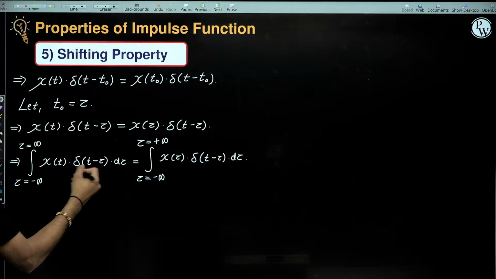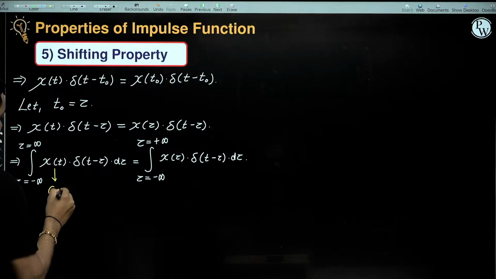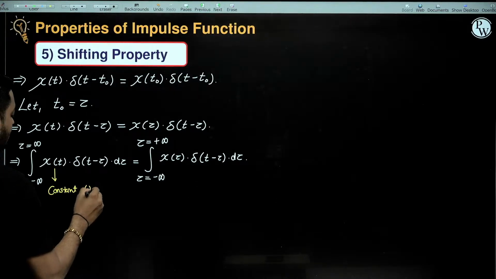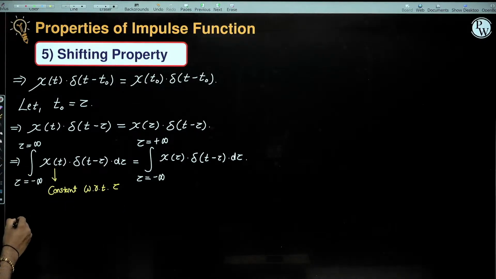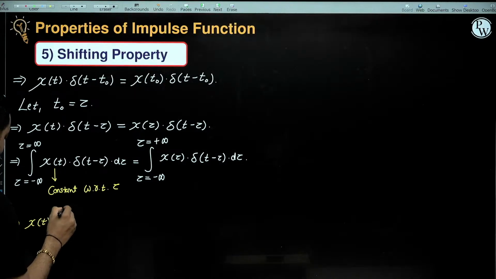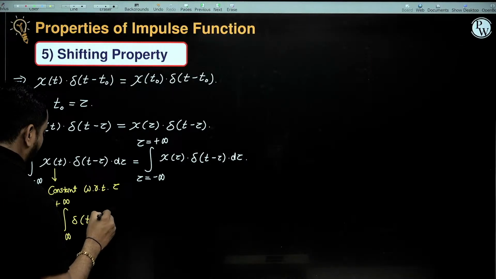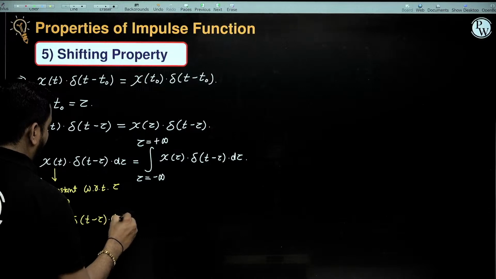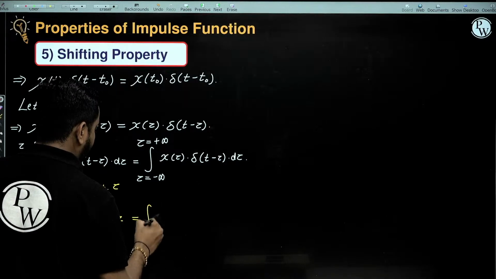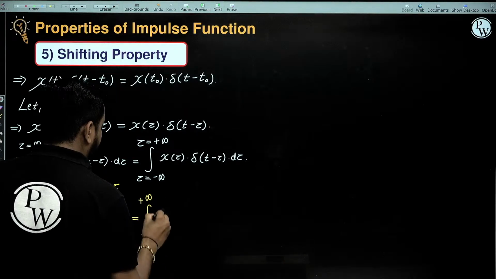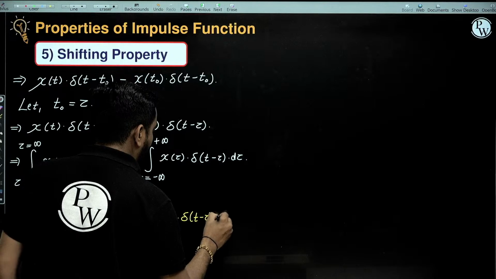Here the integration variable is tau, and the other variable is t. So x of t is constant with respect to tau, so you can take it outside the integration. It will be x of t times the integration from minus infinity to plus infinity of delta of t minus tau d tau, which is equal to the integration from minus infinity to plus infinity of x of tau times delta of t minus tau d tau.